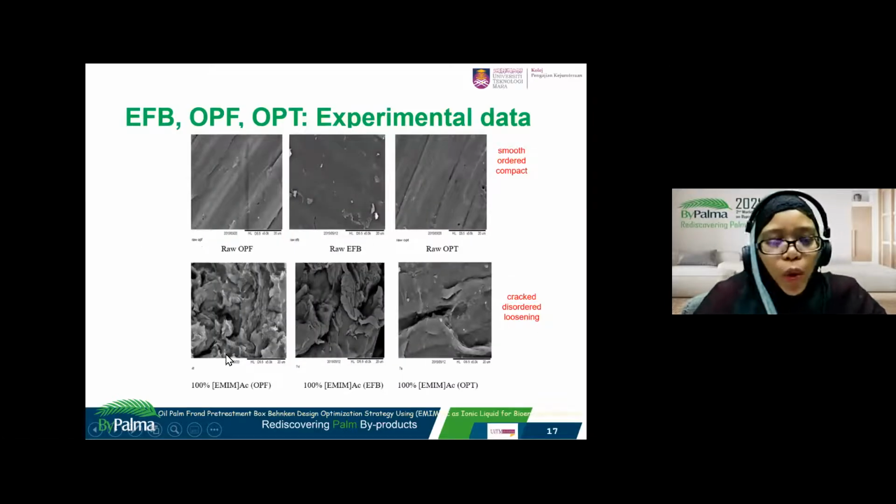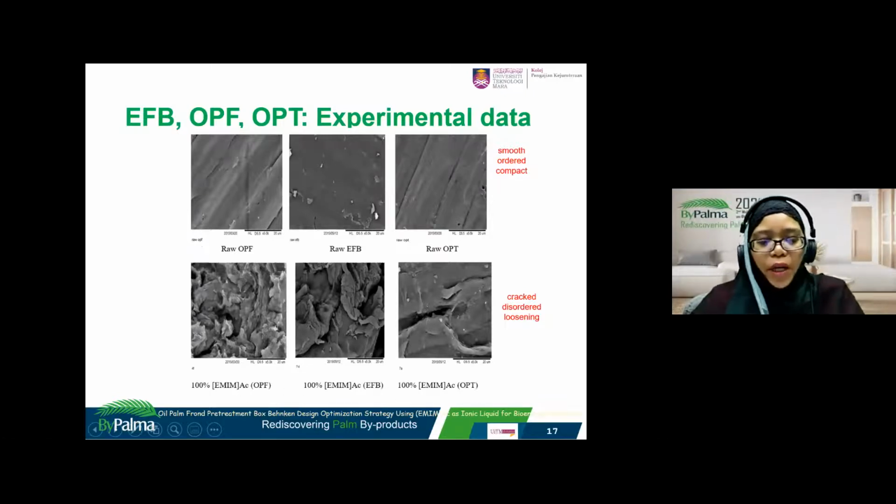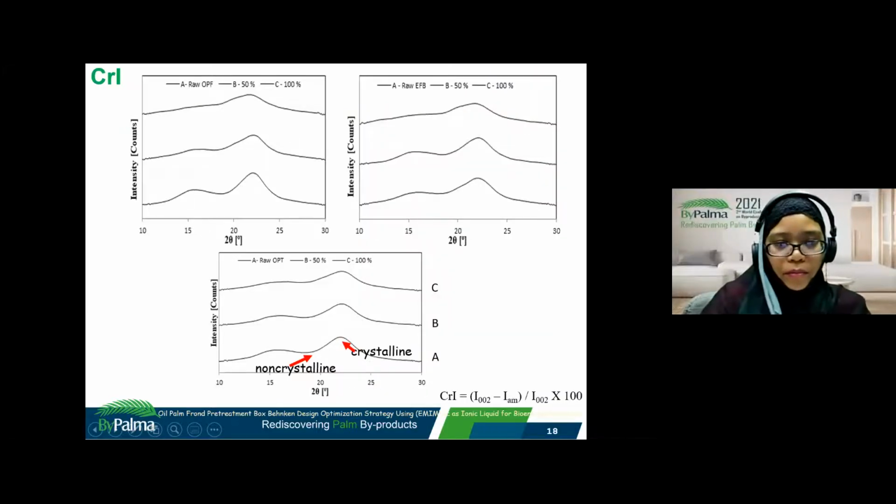We also have a closer look via SEM, showing you, of course, there were changes after being pretreated with 100% EMIM acetate for OPF, EFB and OPT, showing more cracks, a disordered structure and loosening of the surfaces in comparison to the earlier images, which were smoother, orderly and more compact.